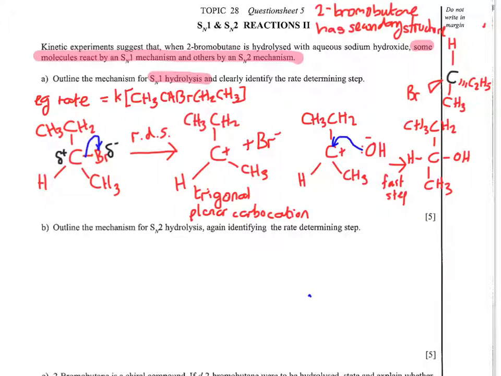So I'm going to draw a dotted grey line between the slow rate determining step and the fast step, but they happen in succession to each other.